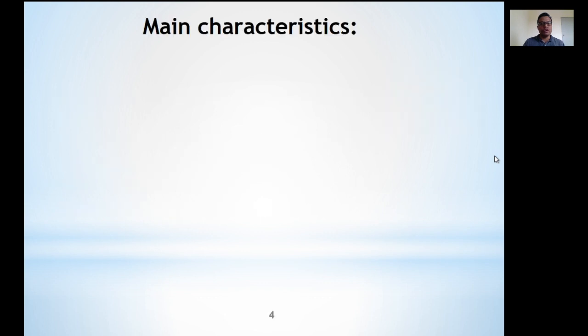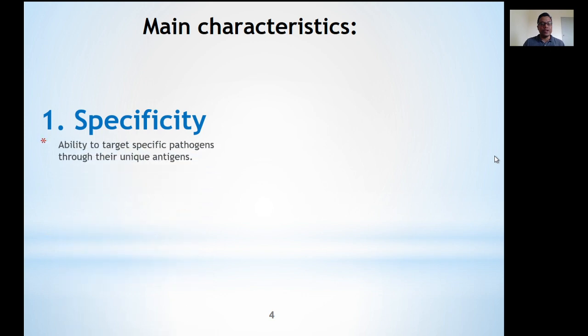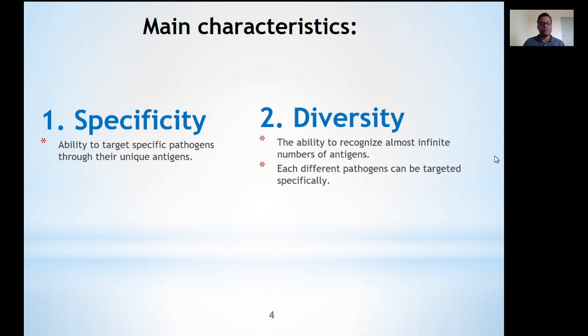The main characteristics of the adaptive immune response include, first, specificity, the ability to target specific pathogens through their unique antigens. And second, diversity. Even though the adaptive response is very specific, and can design specific antibodies for a specific type of antigen or virus, it is still able to recognize a vast variety of pathogens.